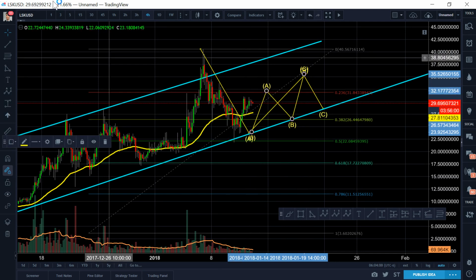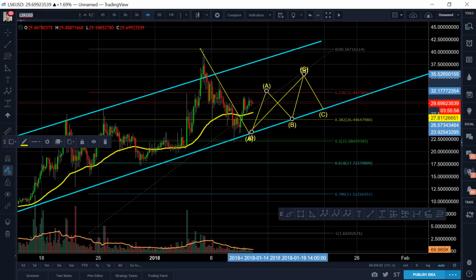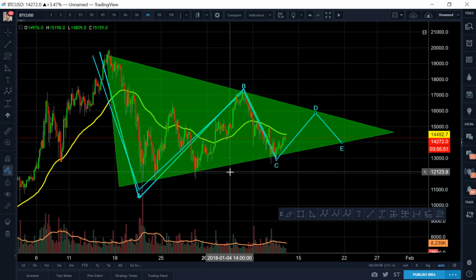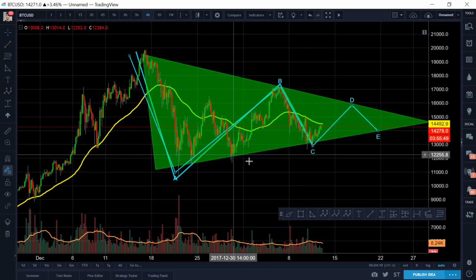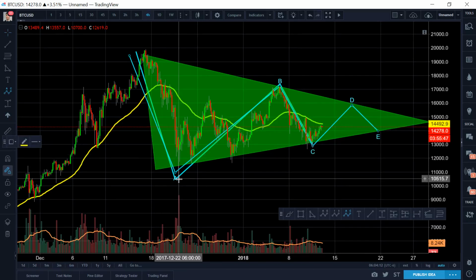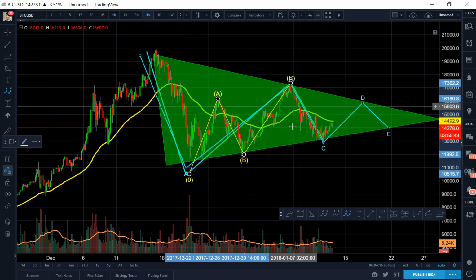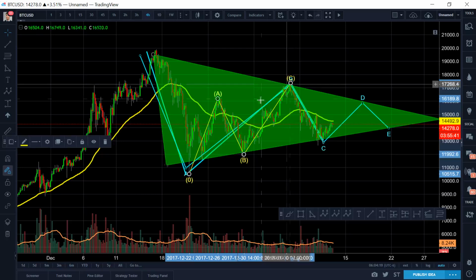But a lot of people are thrown off, okay? So look at Bitcoin, for example. Look at Bitcoin right here. People are thrown off by, hey, why did it make another touch? It's because, like I drew, it draws another A, B, C within the distance of A to B. So now we have A, B, C.